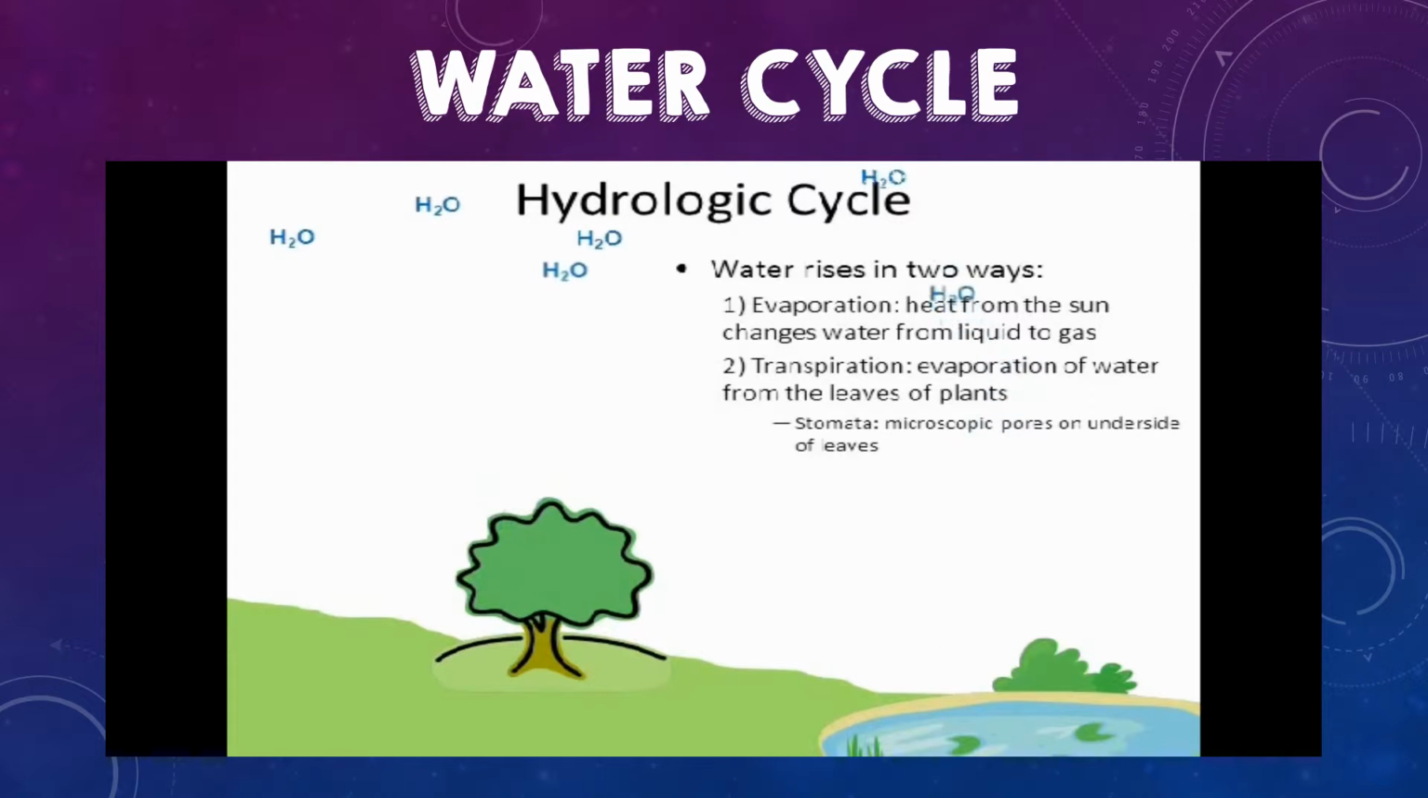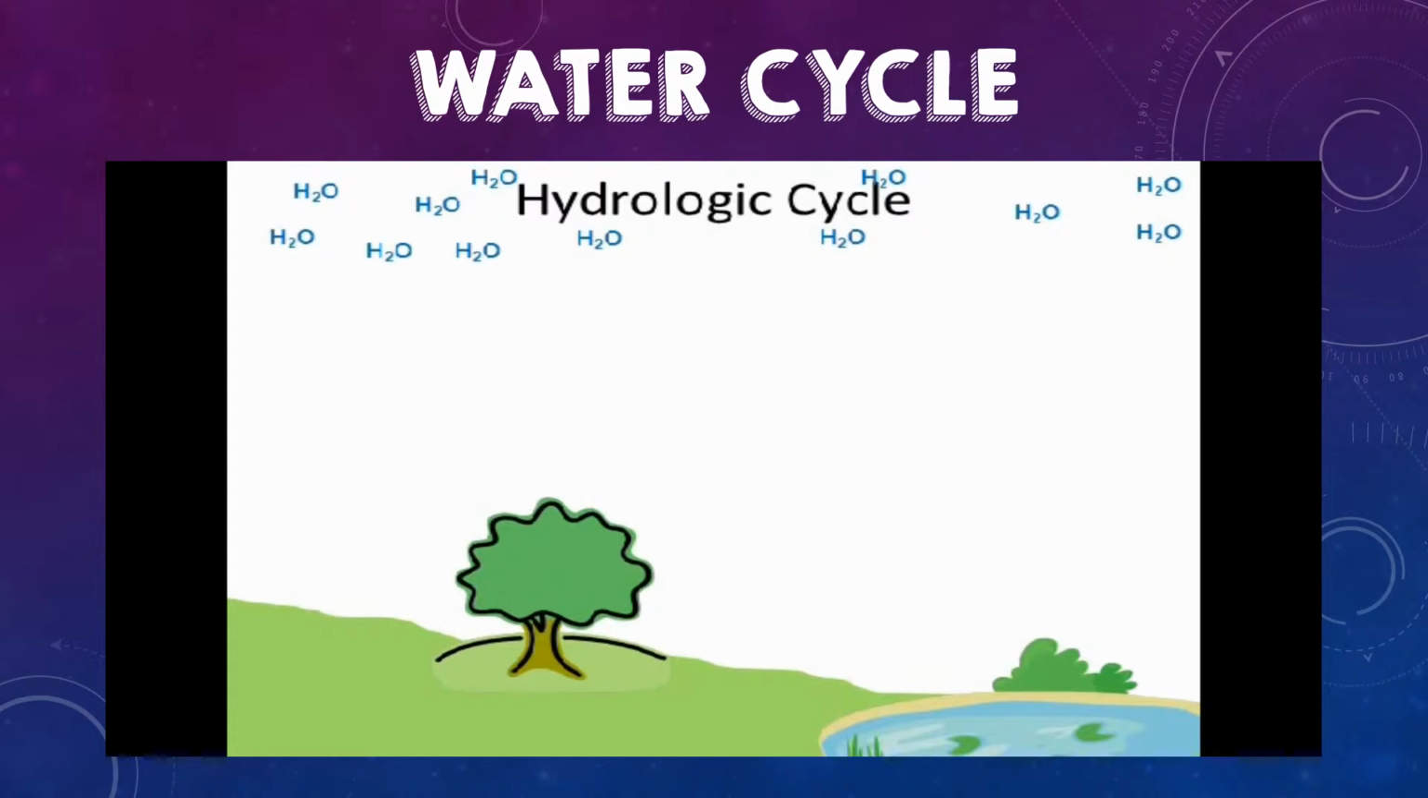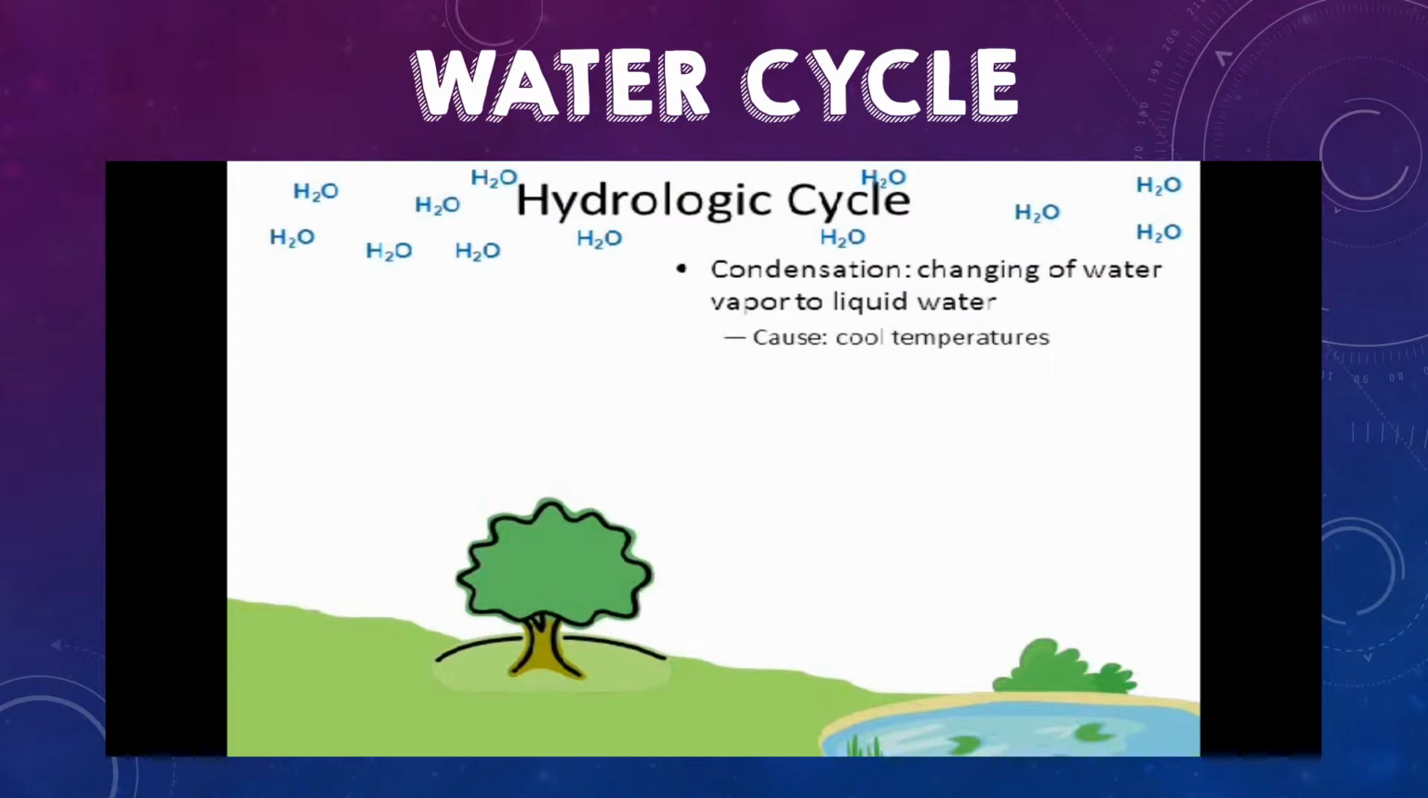What happens is, of course, water collects in the atmosphere, and eventually it's going to condense and form clouds. And so when we continue on with our hydrologic cycle, now that there's water vapor in the atmosphere, condensation occurs because as water rises into the air, it eventually encounters cooler temperatures.